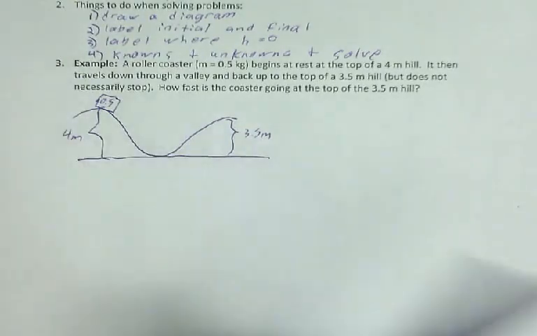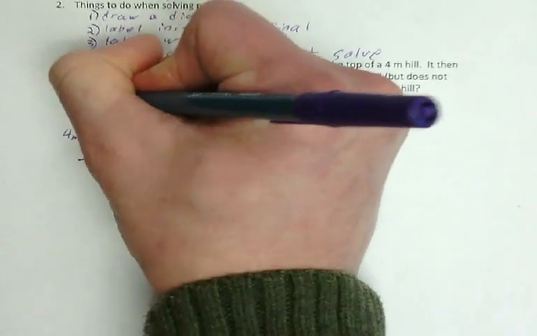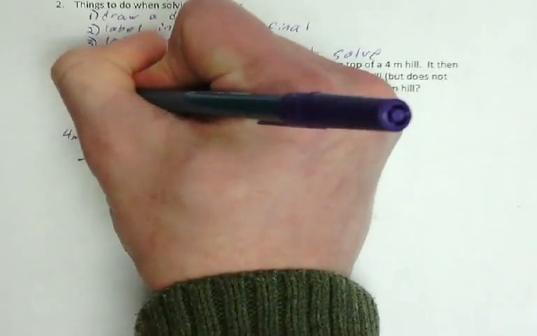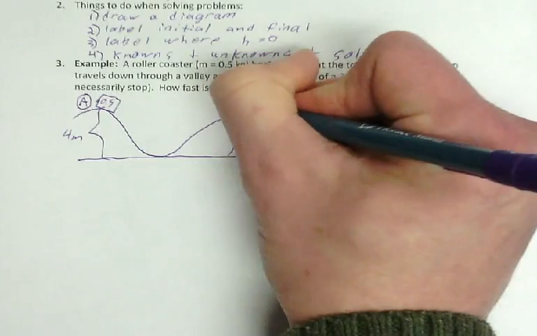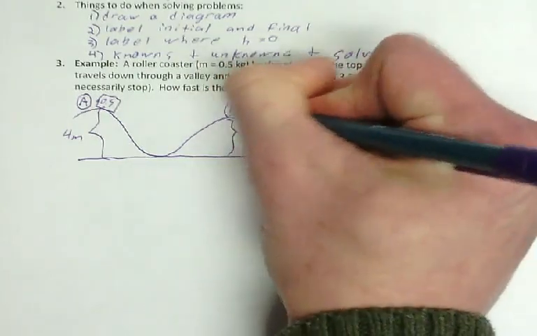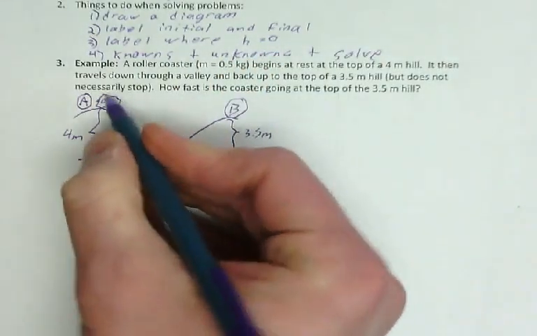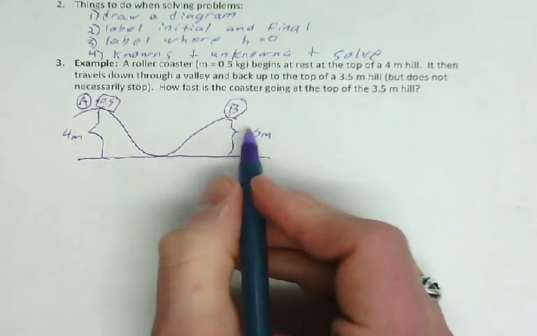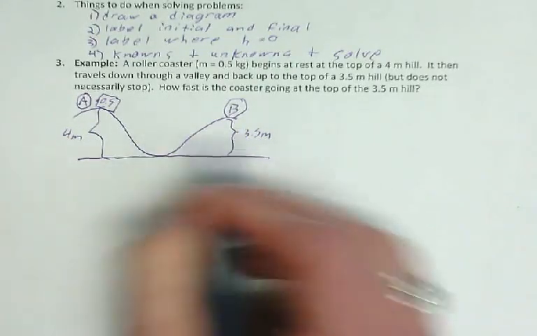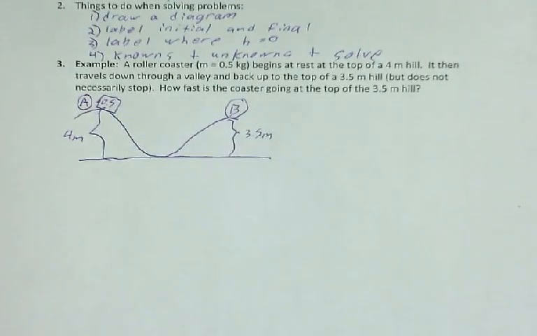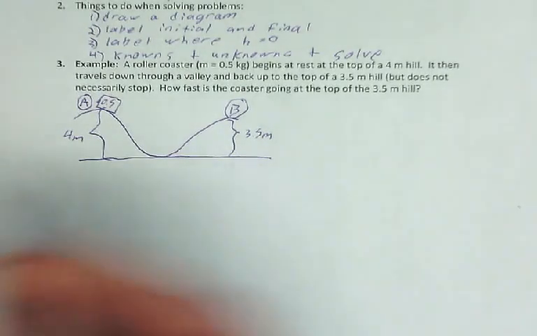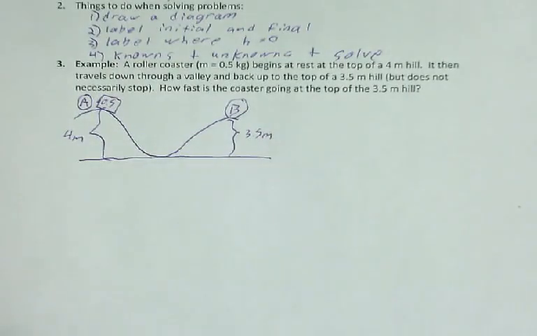I need to label my initial and final. So my initial I usually call A, but you can write it as I if that makes more sense. And my final is B. So it talks about starting at the top of a 4-meter hill and ending at the top of a 3.5-meter hill. So that's why I'm making A and B, those two spots. But again, you can call them initial and final if you want. This is just how I've done it.